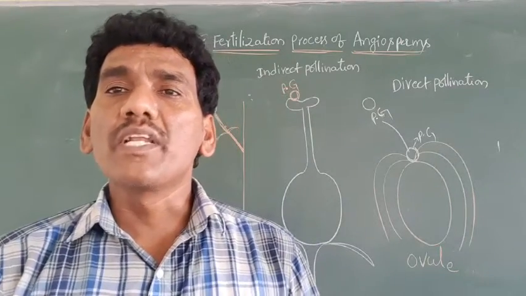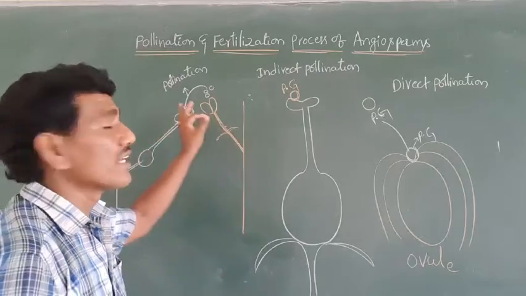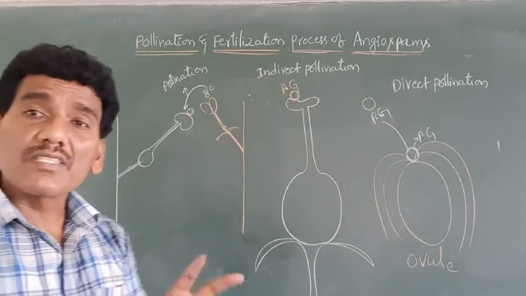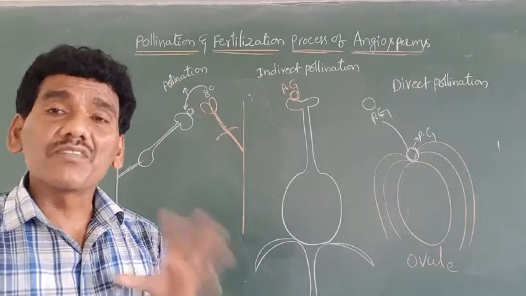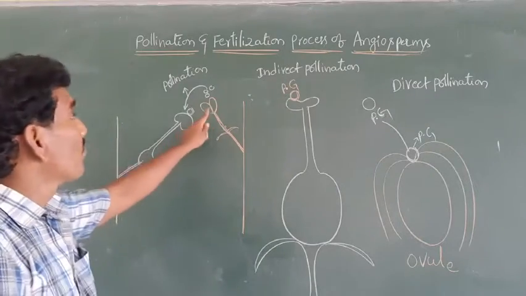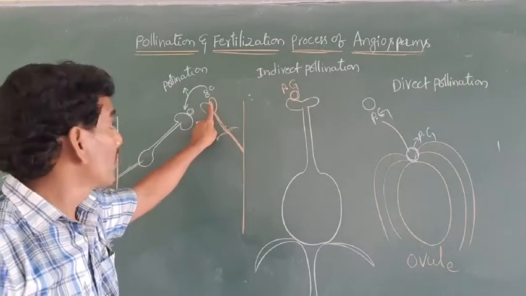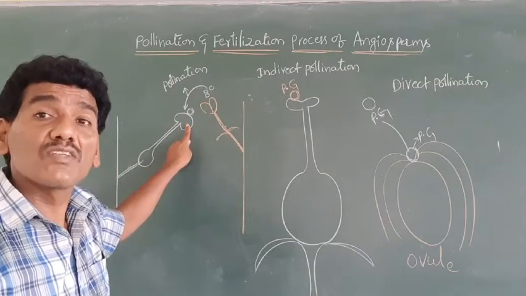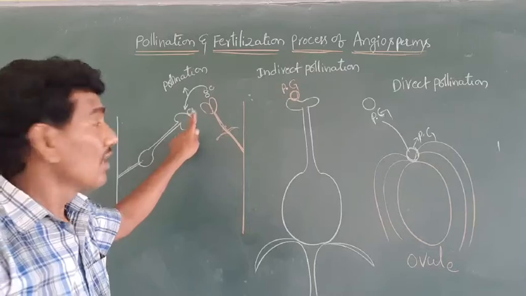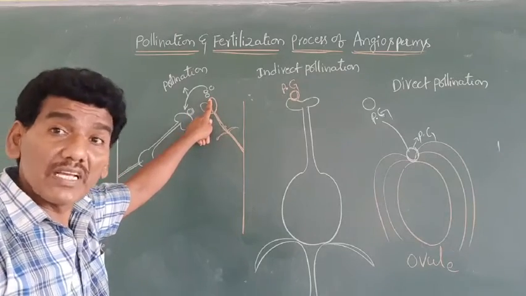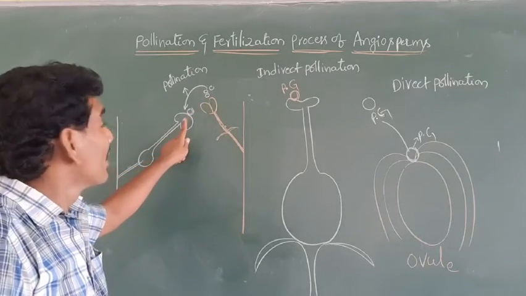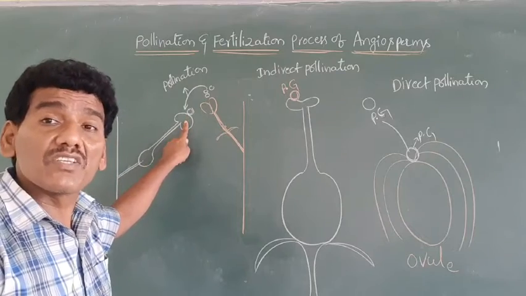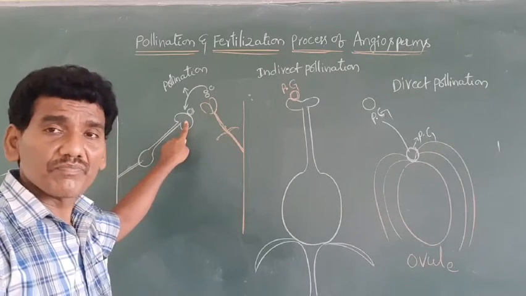What is meant by pollination? The process of pollination, the transfer of pollen grains from the anther to the stigma of the pistil, is known as pollination.